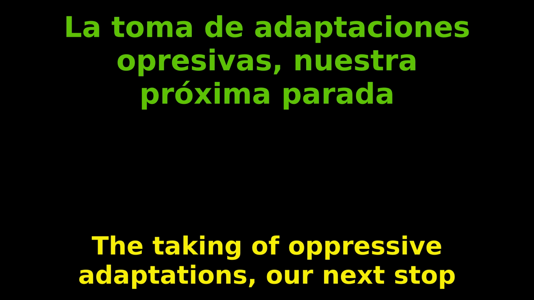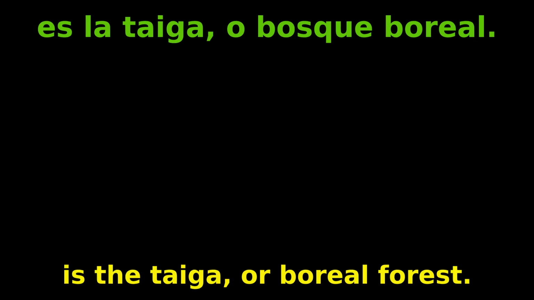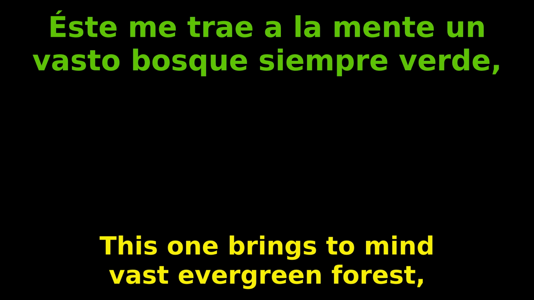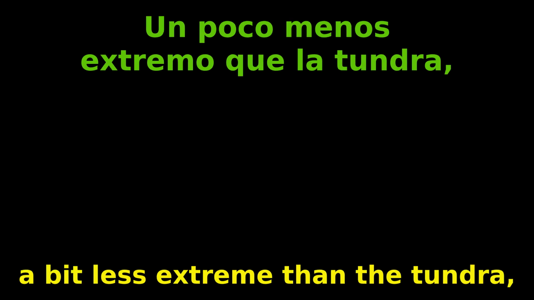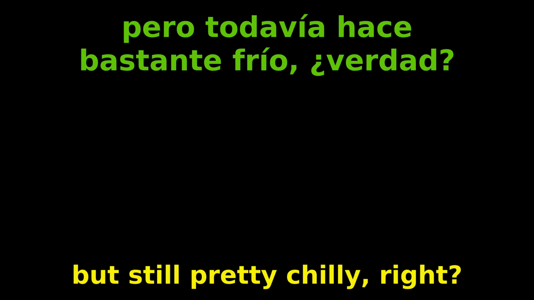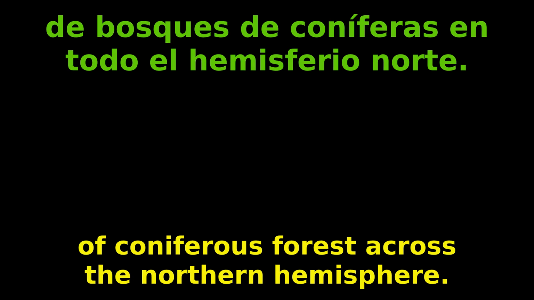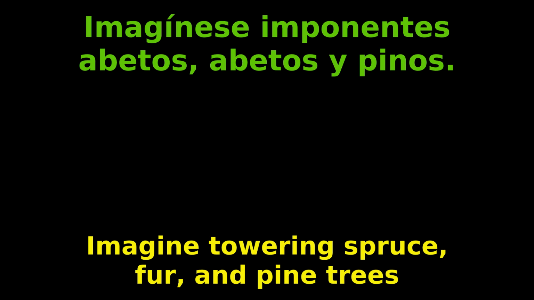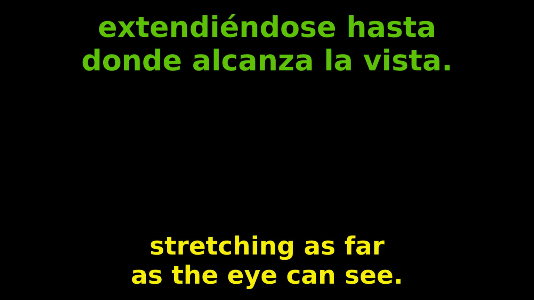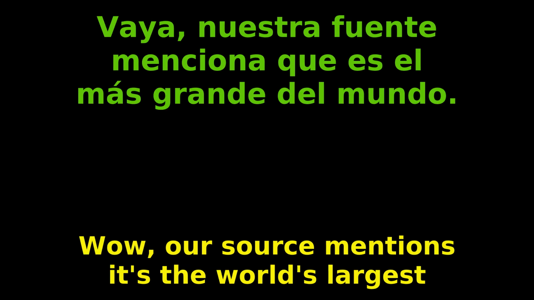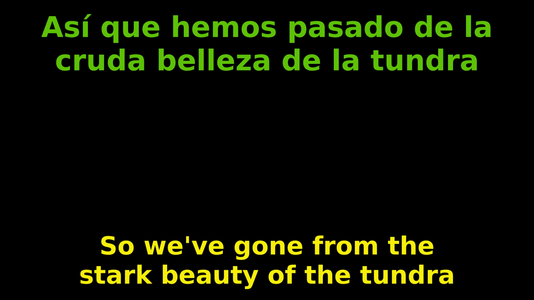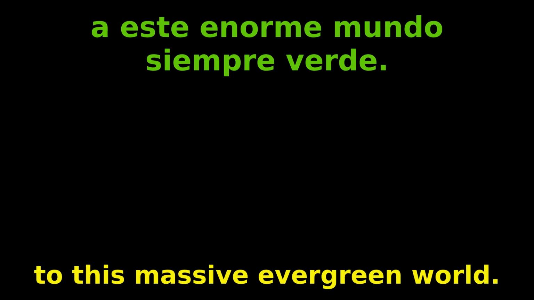But speaking of impressive adaptations, our next stop is the taiga, or boreal forest. This one brings to mind vast evergreen forests, a bit less extreme than the tundra, but still pretty chilly, right? Exactly. The taiga forms this almost unbroken band of coniferous forest across the northern hemisphere. Imagine towering spruce, fir, and pine trees stretching as far as the eye can see. Wow, our source mentions it's the world's largest terrestrial biome. So we've gone from the stark beauty of the tundra to this massive evergreen world.